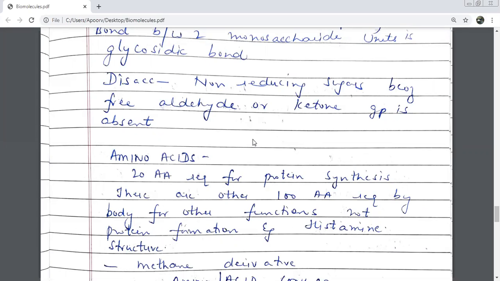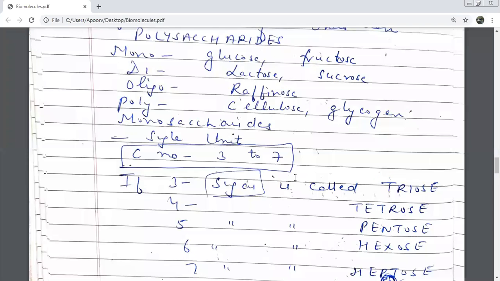But when we talk about the next category of carbohydrates, that is disaccharides, they are called non-reducing sugars. They cannot reduce cupric to cuprous ions because they do not have aldehyde or ketone groups. Very good. So I am done with the first type of biomolecules, that is carbohydrates. Before I move on to the second kind of biomolecule, that is amino acids, let me quickly revise this once again.